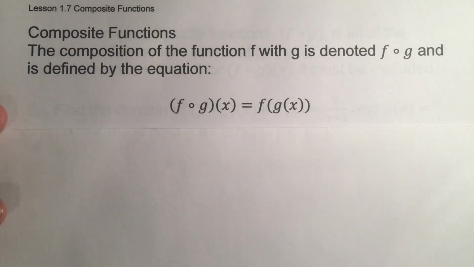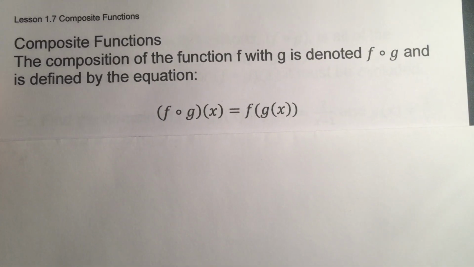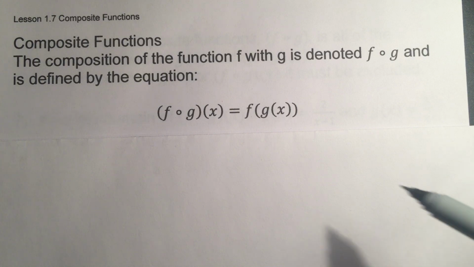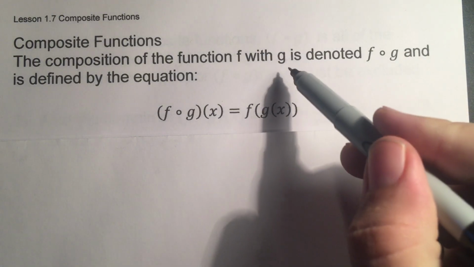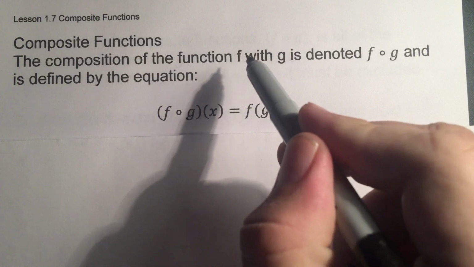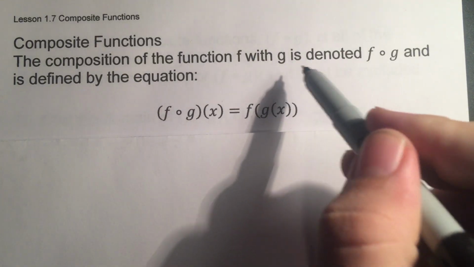Now, as far as true composite functions go, this is where we're getting to f of g, g of f. Really what's going to happen here is that the second function is going to go in for every x of the first. So whatever g is, that replaces every x in f with that g function.